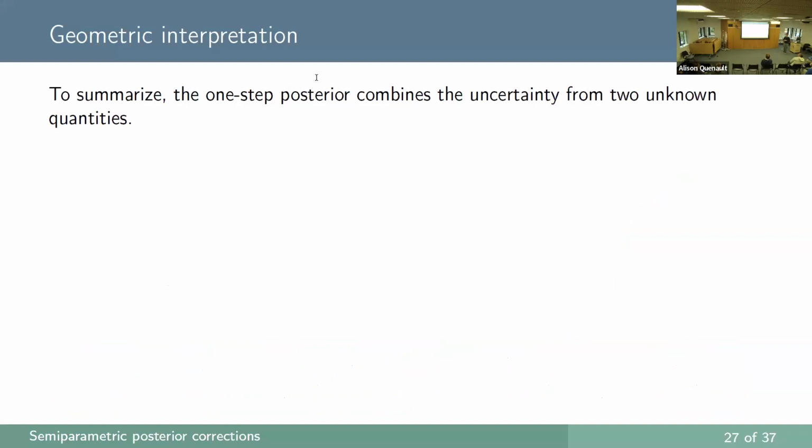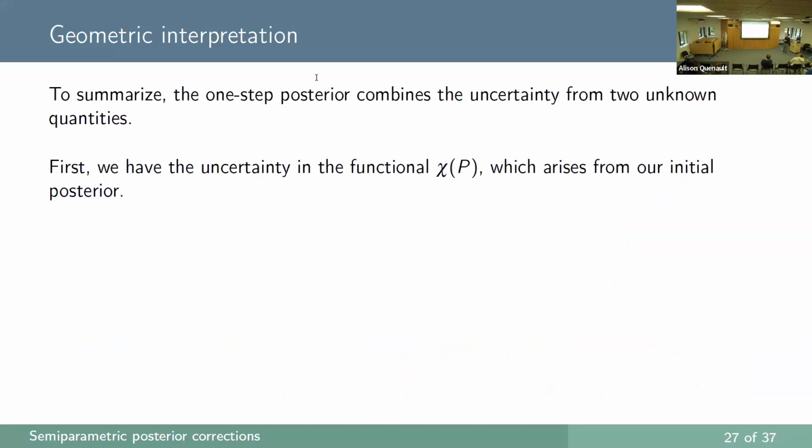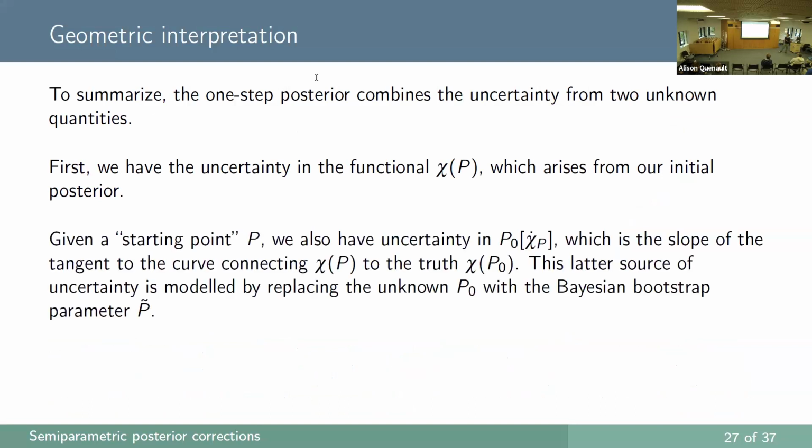Okay. So just to summarize what I was talking about, the one-step posterior is combining two sources of uncertainty. One is the uncertainty in the original functional chi. And then given that starting point, there's also the unknown direction of the tangent in which to project our posterior sample. And that's modeled using this so-called Bayesian bootstrap idea.